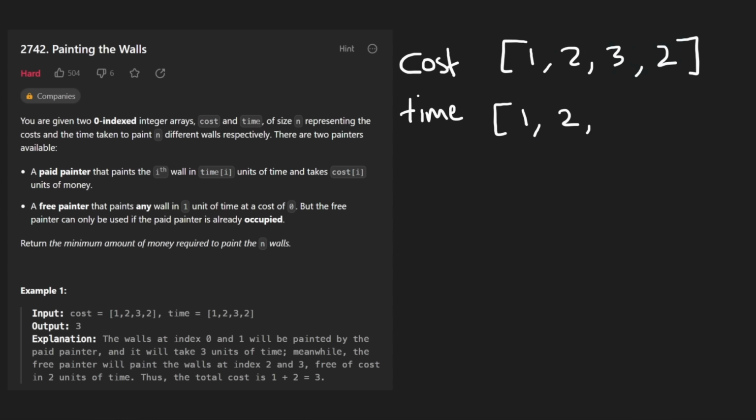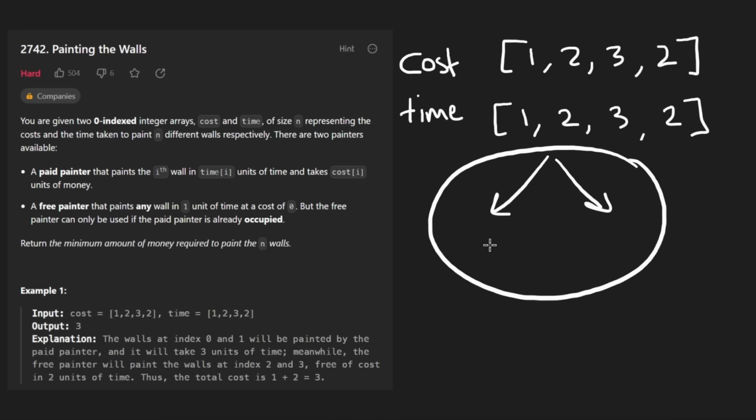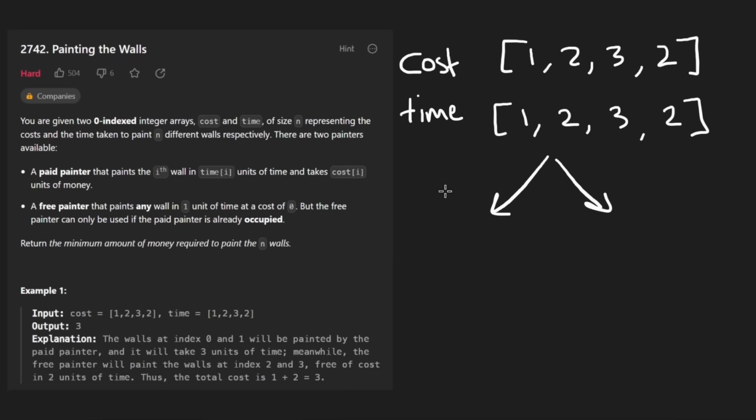And once you kind of realize that, thinking about this problem recursively becomes pretty easy. For each wall, we can decide to include it or skip it. I'm going to basically assume you know what a decision tree is. So as we do this, we're going to be iterating through the array.